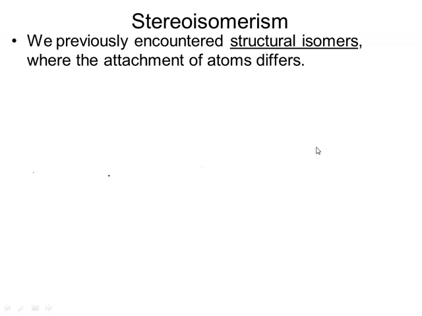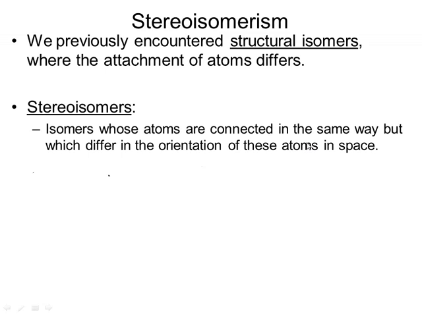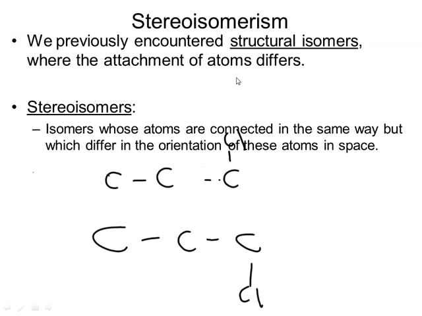So stereoisomers, I'm sorry. Stereoisomers are isomers which are connected in the same way but differ in the orientation in space. Now you might think that might be something like this, like these are stereoisomers. And they're not stereoisomers because of the free rotation about the single bond, right? That's what conformation is all about.